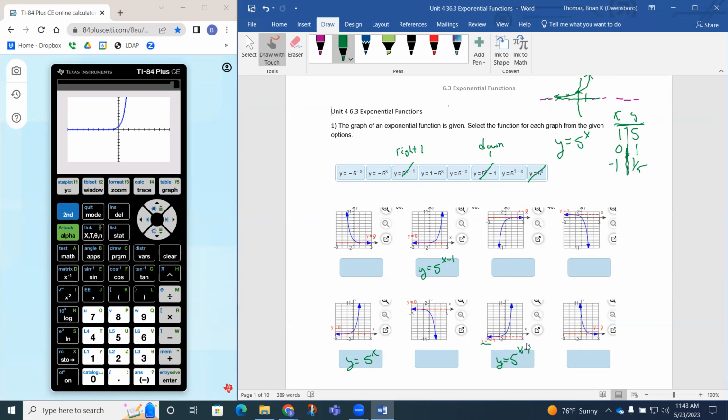So I've got 3 of them done. So from here, the one I find easier to do now is probably this one. Notice I have y equals negative 5 to the x. Notice how this negative is on the outside. If the negative is on the outside, that's going to be a vertical reflection. In other words, this graph should reflect over the x-axis.